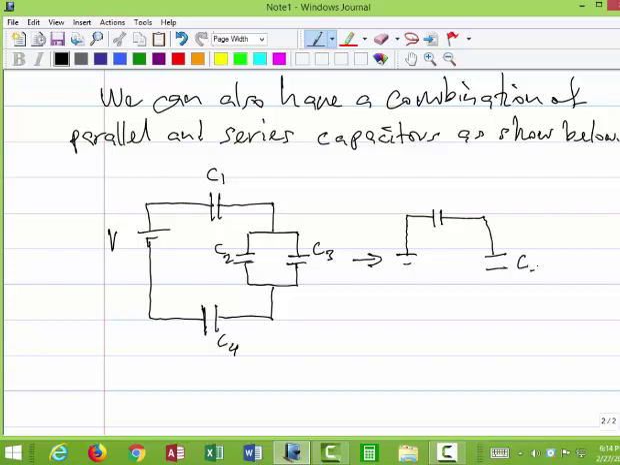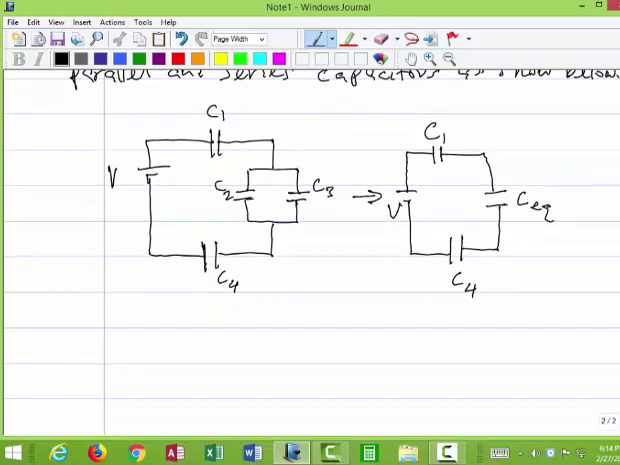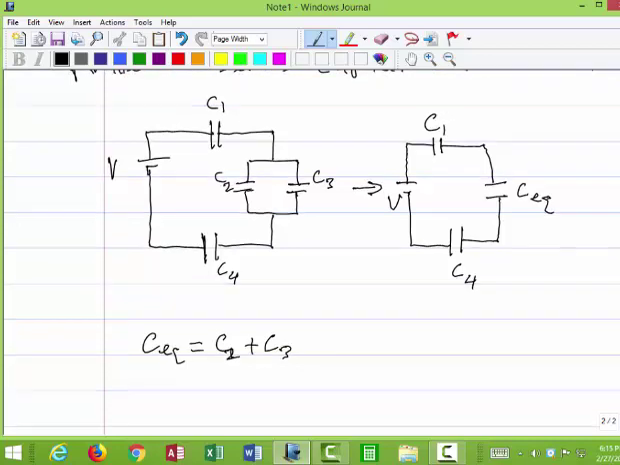So this will be C equivalent. This is C1, C equivalent, and C4, and that's V. Okay. So the C equivalent in this case is equal to C2 plus C3. That's C equivalent. And now that we have the circuit as a series circuit, we can finish it up.